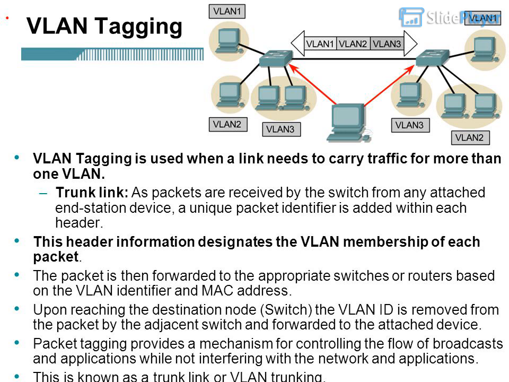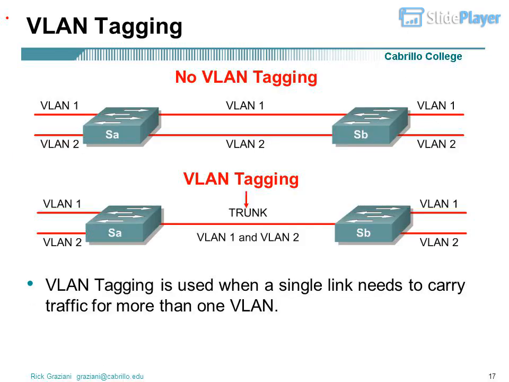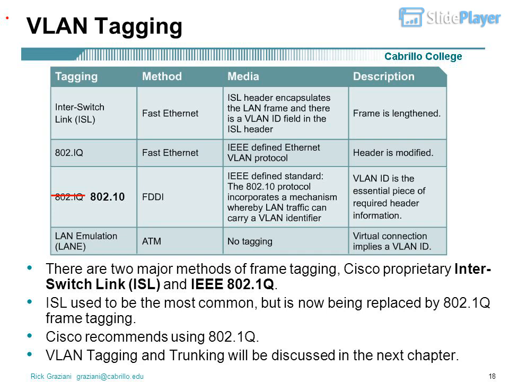VLAN tagging. No VLAN tagging. VLAN tagging is used when a single link needs to carry traffic for more than one VLAN.